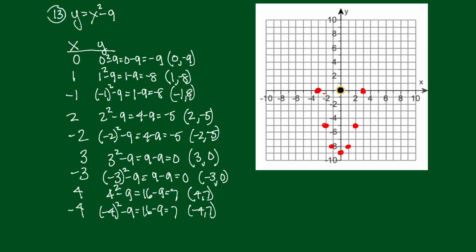So I'll go to the right 4, starting at the origin now. I'll go to the right 4 over here and up 7, and then to the left 4, up 7. So that will be here. I'll get a point here, and then a point over here.